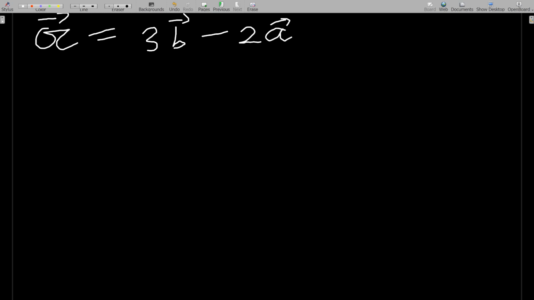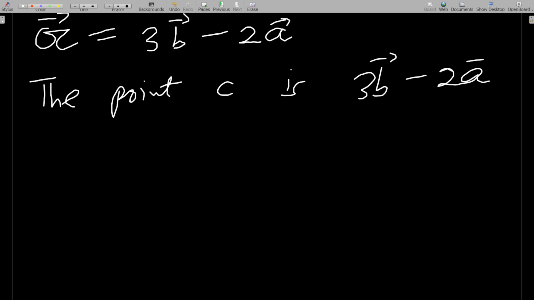So OC, which is the point we are looking for in the first scenario, is equal to 3 into OB, and OB is small b. So 3 small b minus 2 into OA, which is small a. So you can conclude by saying that the point C is given by 3b minus 2a. So this is the point we wanted you to show.